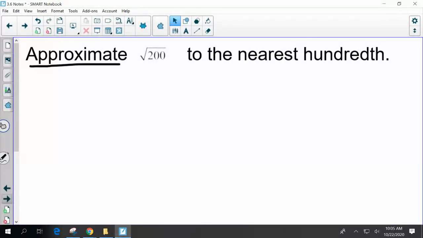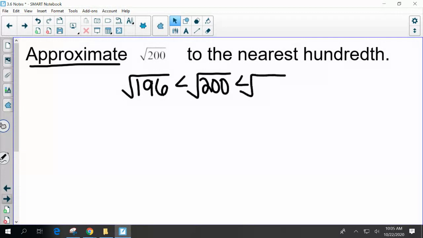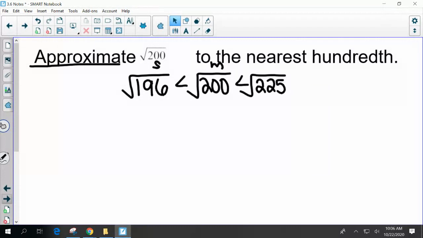Okay, I heard 14 and 15. So 14 squared is 196. So we're going to put the square root of 196, and we're going to say that's less than the square root of 200, and that is also less than the square root of 225, which is 15 squared. Okay, so these are our three numbers that we're working with. So this is our small, this is our medium, and this is our large.